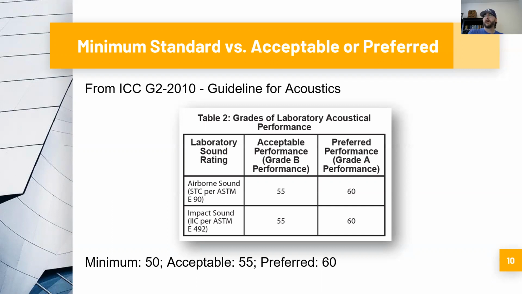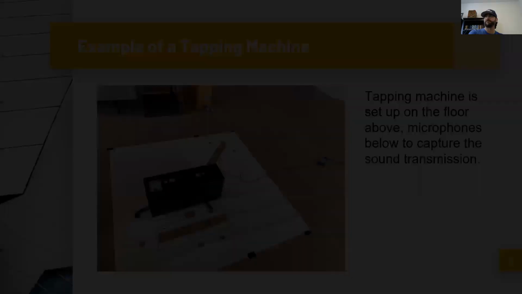You see that the bottom part of this table has impact sound. That's the IIC per ASTM E492. So once again, the minimum here is 50. That's the bare bones. That's the D- of design and the D- of construction. It's minimally acceptable, barely passes. Acceptable is 55, preferred is 60. So again, keep that in mind. If you're designing acoustic separations, you need to establish whether or not you're aiming for the minimum, if you're aiming for acceptable level, or if you're aiming for preferred for the grade A performance.